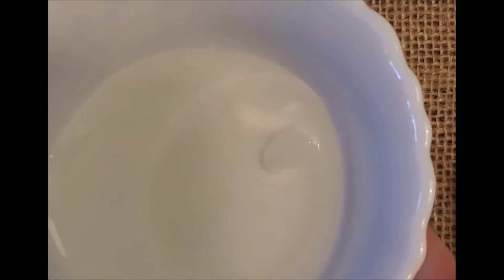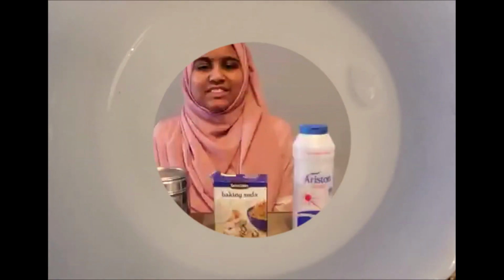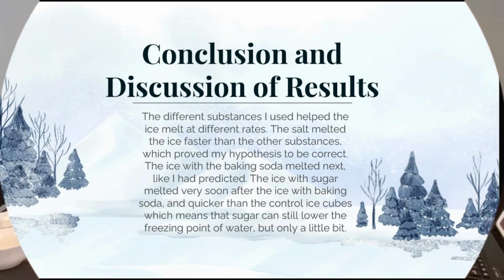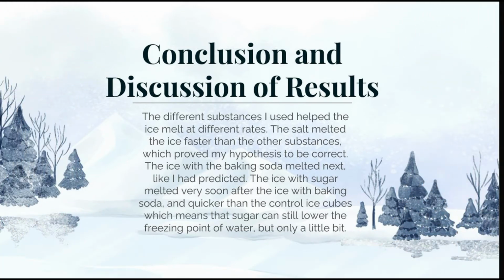The ice cubes with sugar are mostly melted, with a small piece of ice left, just like the baking soda. The different substances I used helped the ice melt at different rates. The salt melted the ice faster than the other substances, which proved my hypothesis to be correct. The ice with baking soda melted next, like I had predicted. The ice with sugar melted very soon after the ice with baking soda, and also quicker than the control ice cubes, which means that sugar can still lower the freezing point of water, but only a little bit.